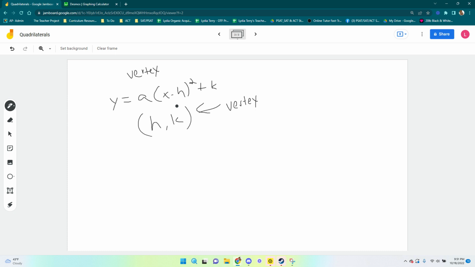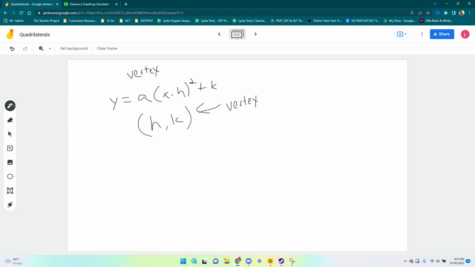If you understand the vertex form of the parabola, I have to apologize, it's kind of hard to write with a mouse, you should be able to tell what something looks like. If A is positive, it's going to go up. If A is negative, it's going to go down. If the absolute value of A is less than 1, then it's going to be fatter. If the absolute value of A is greater than 1, that's going to be thinner. h and k is then the vertex of the parabola. Okay? Great.